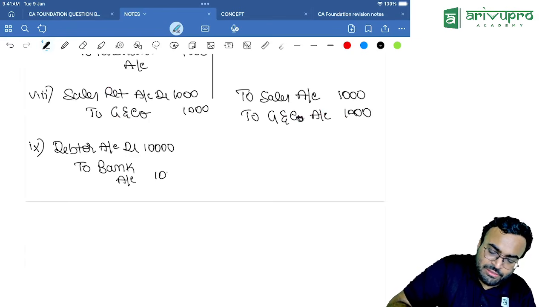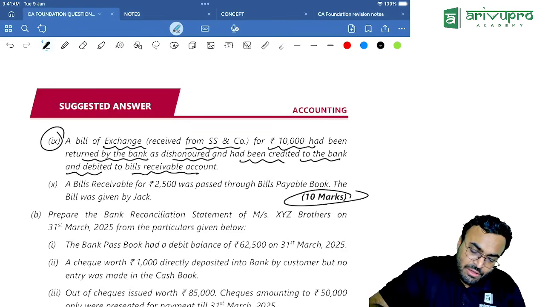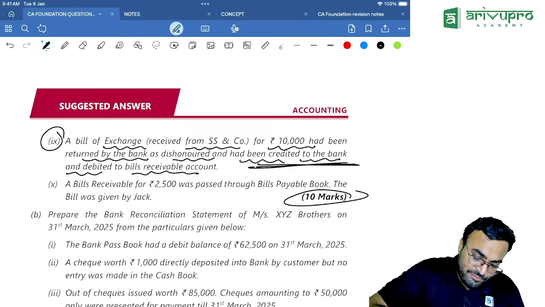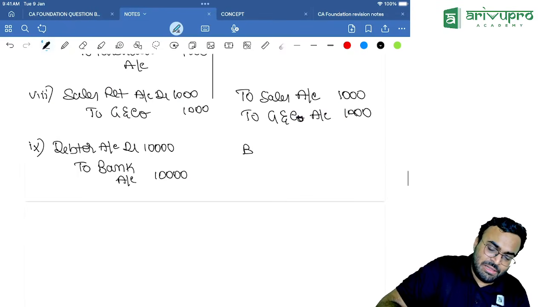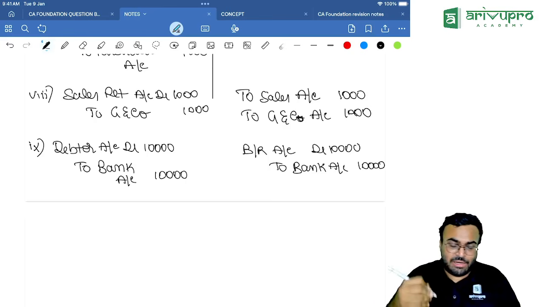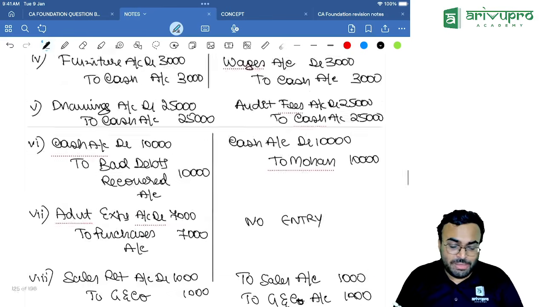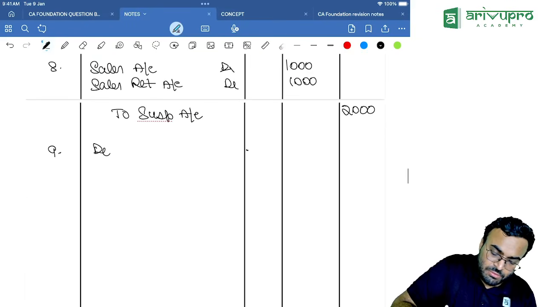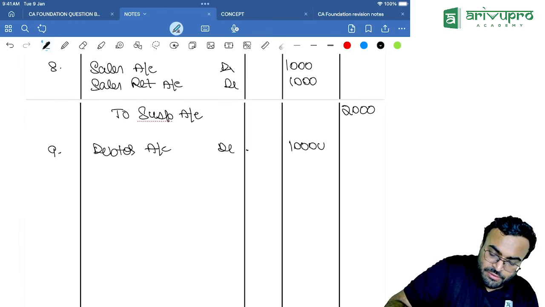To bank account 10,000. But what have they done? Credited to bank, no problem. But they have debited it to bills receivable. So they have written bills receivable account debited 10,000 to bank account 10,000. So what should be our rectification entry? Debtor account debited 10,000 to bills receivable account 10,000.